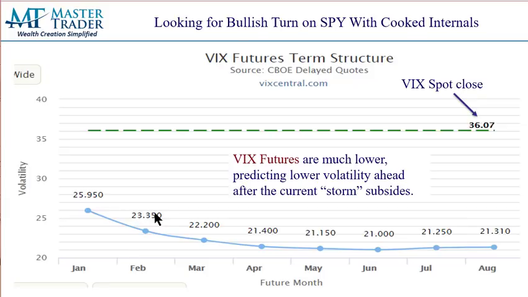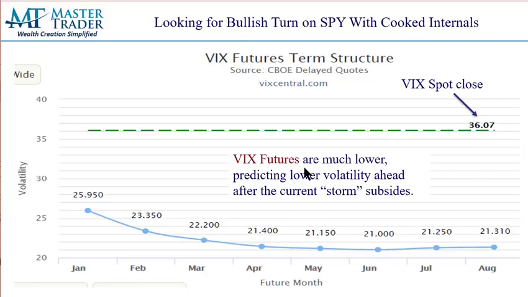This is what's called the VIX Term Structure. I know it looks complicated, but let me simplify it for you. VIX is the CBOE Volatility Index. You can't trade that. It's an untradable product. You have to trade VIX futures, options, or ETFs. It closed at over 36.07, so it's very high.